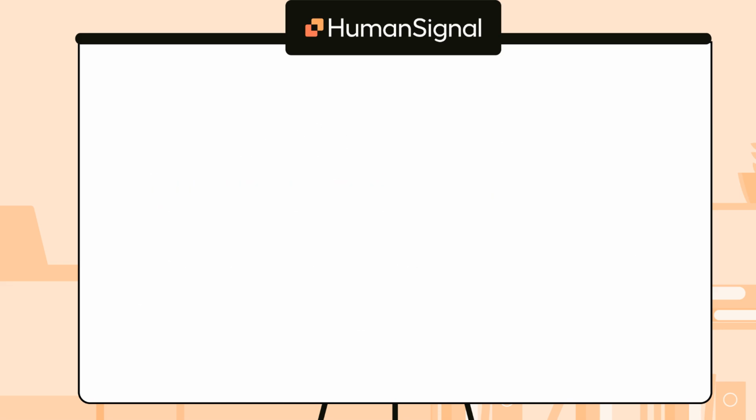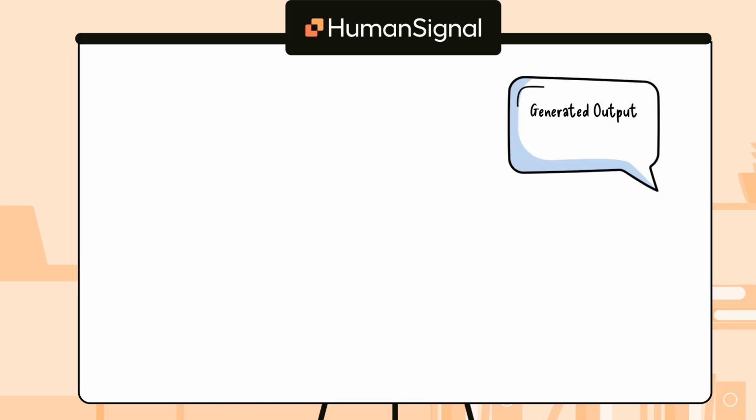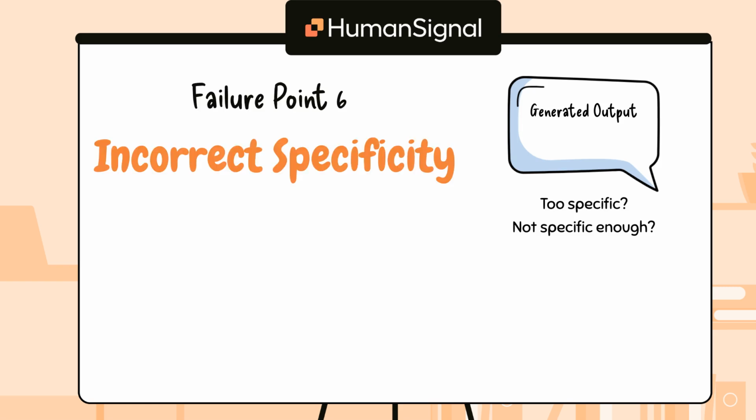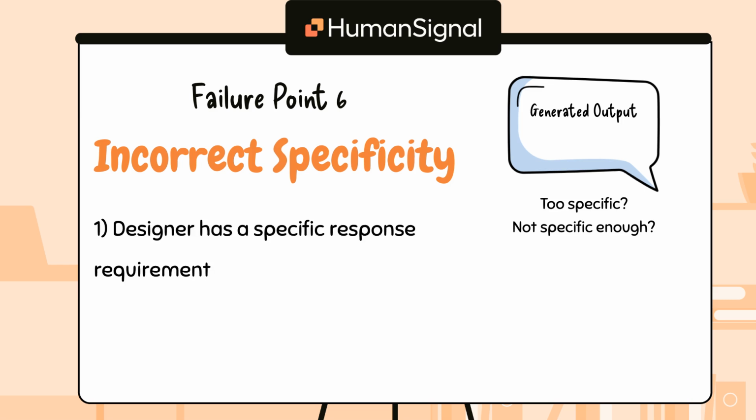It's also possible that the answer is too specific to be helpful or not specific enough to be helpful, but not inherently incorrect. This is failure point 6, incorrect specificity. This usually occurs for one of 2 reasons. Either the designer of the system has a specific output that they want for a given question, or the user's question was too general. This is trickier to fix than some of the others, but can be done by re-evaluating the specific design choices of the designer for a given question, or helping the user ask better questions.